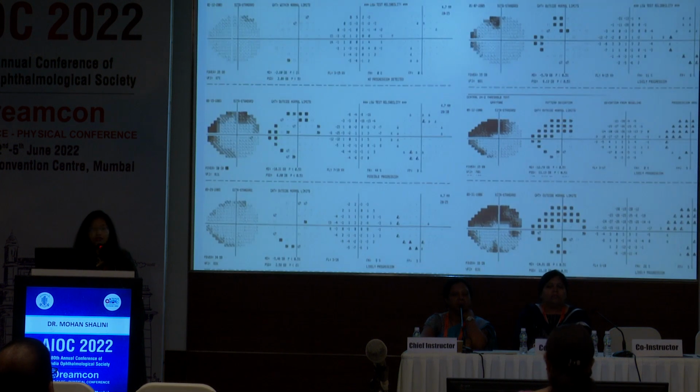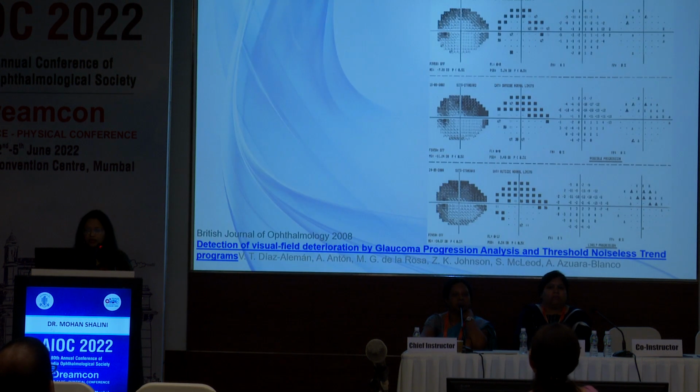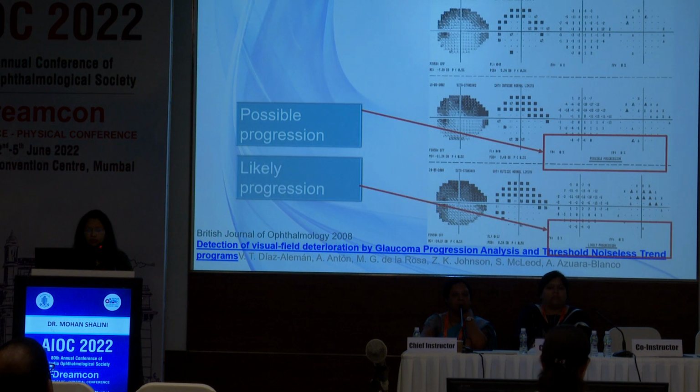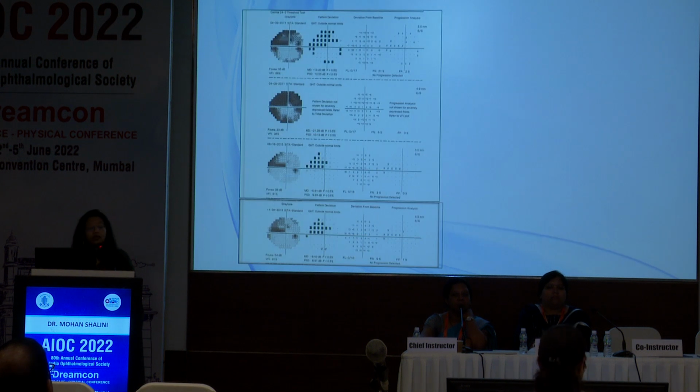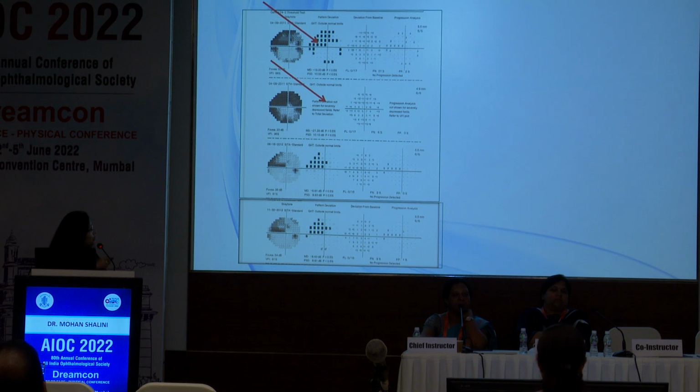Now, if we don't establish a proper baseline visual field, then obviously the comparison will not be proper, and then we tend to miss certain things. Now here we can see the GPA printout, again with a message of possible progression and likely progression. I wanted to show this GPA printout because in the first printout here, we can see there is a superior arcuate scotoma, and in the next one, there is sudden depression of the visual field, and almost the whole of the visual field is gone.